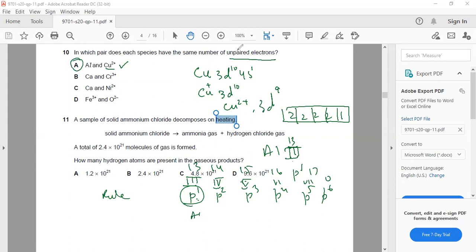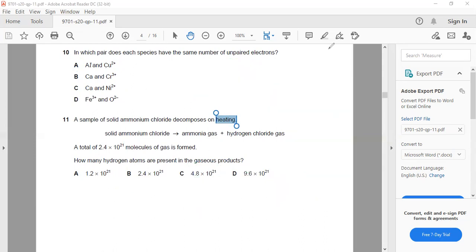Okay, so the examiner was a little lenient. Copper and chromium are exceptional. Chromium is 3d5 4s1, memorize it. For Cr3+, 1 electron is lost from here and 2 electrons from here, so it loses 3d3. Okay, so A is the answer.